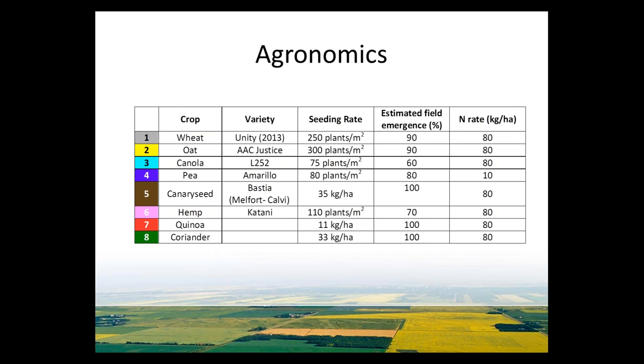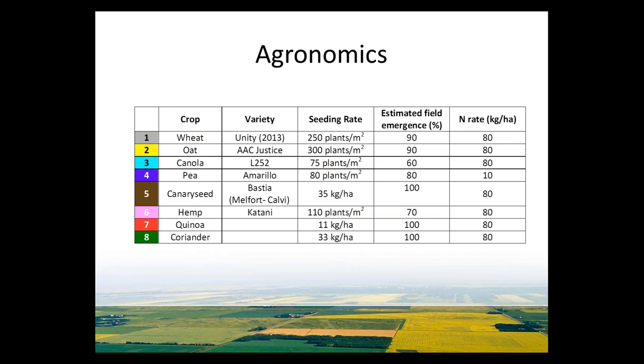One thing you should note is that we used 80 kilograms per hectare of N in this study for every crop except peas. So crops like canola and hemp would like a little bit more N to optimize yield, and so probably would wheat. For oats, that's probably enough.